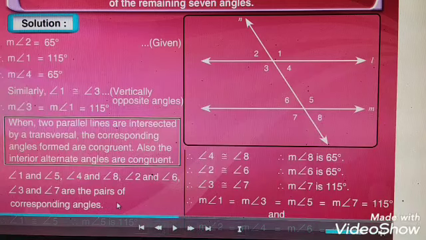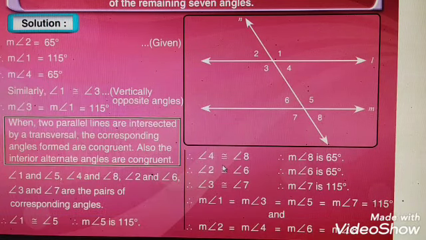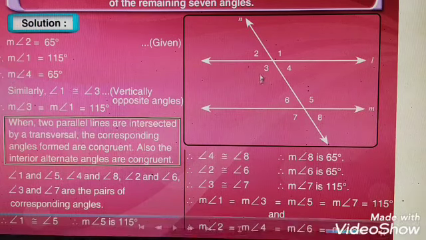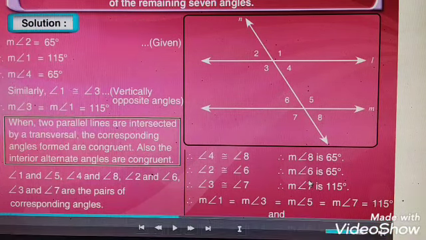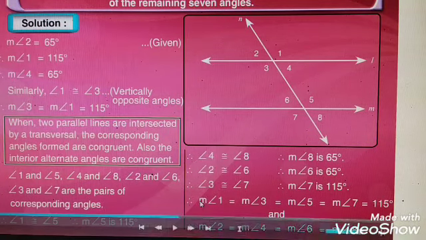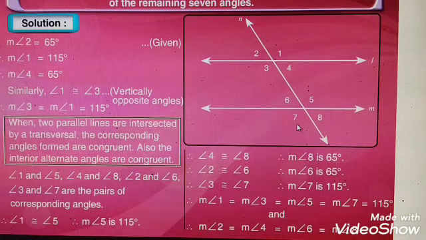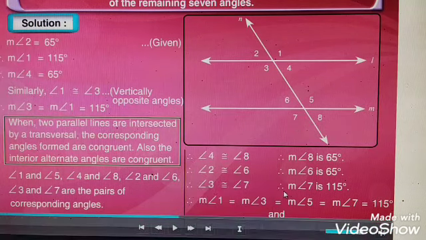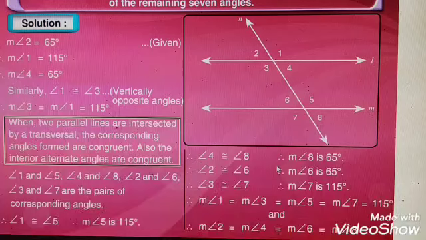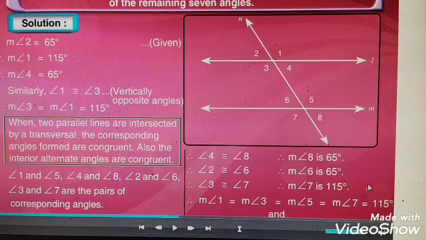Now here you can see, let's check the other angles. Therefore we have angle 4 is congruent to angle 8. As we have the measure of angle 4 equal to 65 degrees, and 4 and 8 are congruent, therefore I can say the measure of angle 8 is also 65 degrees. Same for angle 2 congruent to angle 6. What was angle 2? It was 65 degrees, so angle 6 will also be 65 degrees. Angle 3 and angle 7 are corresponding angles, therefore they are congruent. The angle 3 value I have is 115, therefore the measure of angle 7 is also 115.